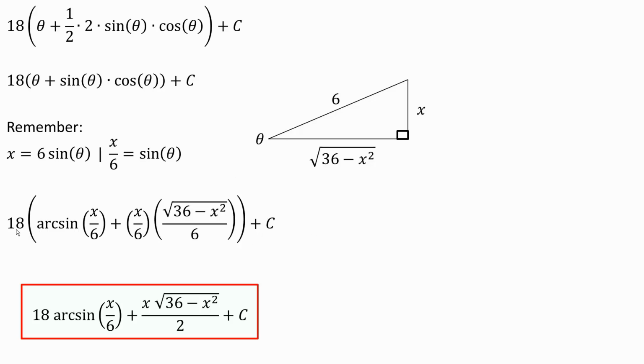And the next step is to multiply this 18. So 18 times this piece is 18 arc sine parentheses x divided by 6. This is 6 times 6, so the denominator is 36. But we're multiplying by 18, so the denominator will become 2. And then don't forget the plus c. And so this right here is our final answer. And that's all we need to do for this problem.